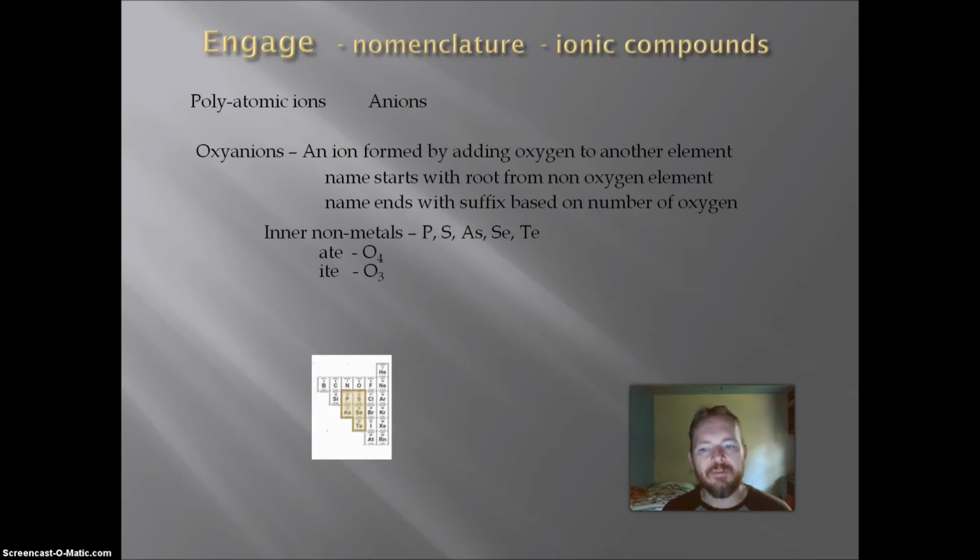The other category of nonmetals would be the outer nonmetals. And the outer nonmetals kind of form a ring around the inner nonmetals. And that's boron, carbon, silicon, nitrogen, oxygen, fluorine, chlorine, bromine, iodine, and astatine. And the rule is that the outer nonmetals get 1 less oxygen than the inner nonmetals. So if we're looking at chlorine, and it has ate, there would be 3 oxygen. So chlorate would be ClO3. If it's ite, then there's 2 oxygen. So chlorite would be ClO2.